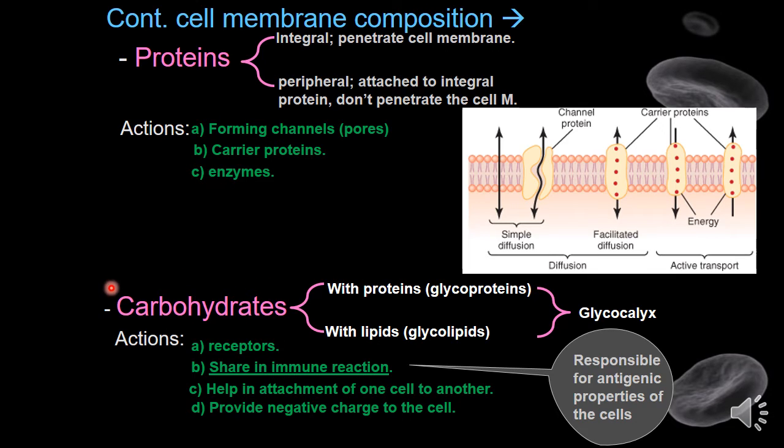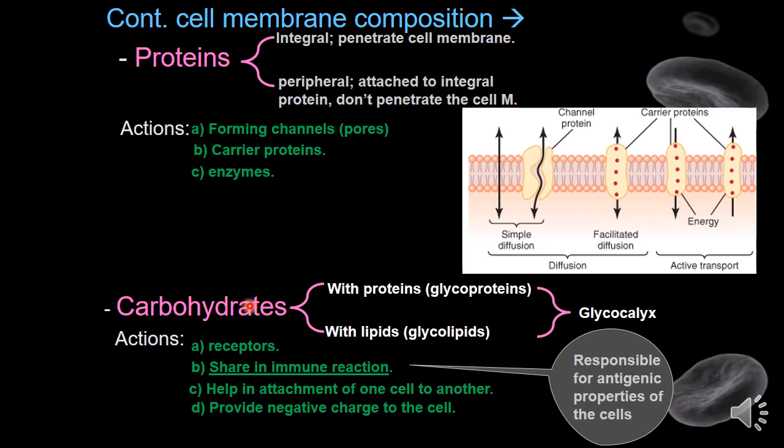The carbohydrate is 3% of the cell membrane. We have two types of carbohydrate in the cell membrane. One is called glycoproteins. They are carbohydrate attached to the protein. And the other one is called glycolipid. They are attached to lipid. Both of them are called glycocalyx.